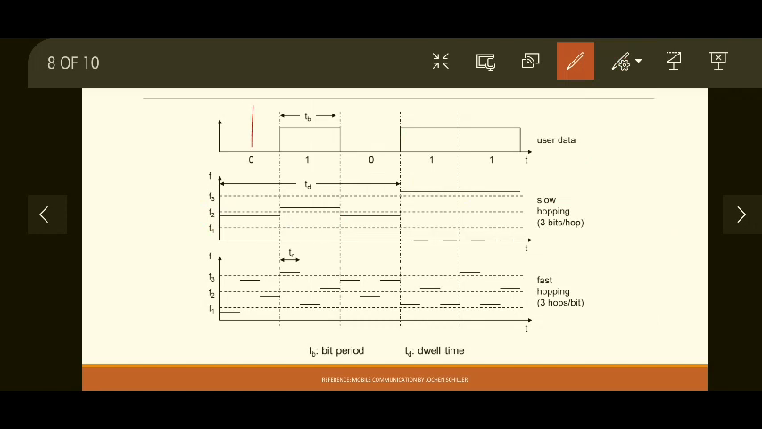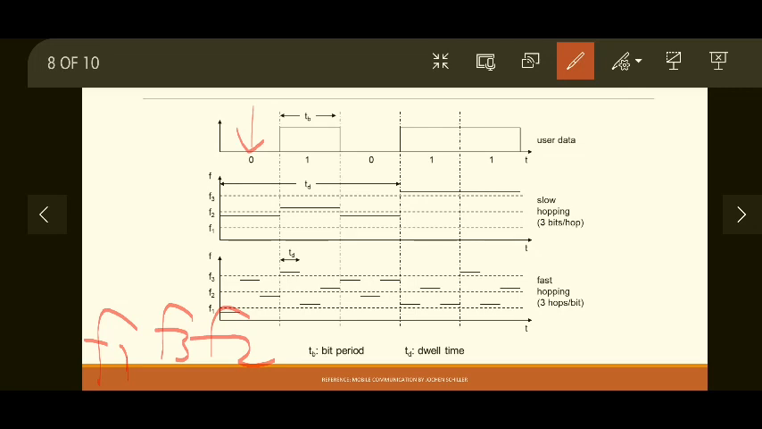Let's say 0. Initially it stays on F1. Since it is a 0, a frequency slightly lower than F1 is used. Then it jumps or hops to F3, a frequency slightly lower than F3, and then it jumps to F2, a frequency slightly lower than F2. So the pattern followed is F1, 3, 2. Now these patterns are generated by a pseudo noise sequence. So this is fast hopping.